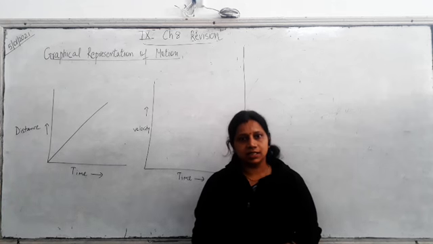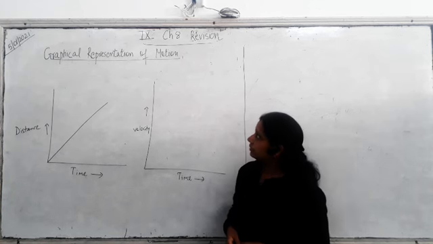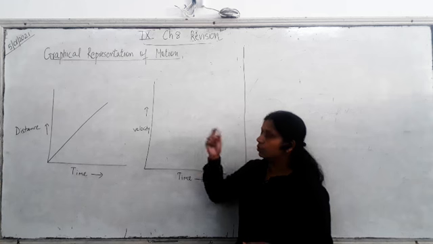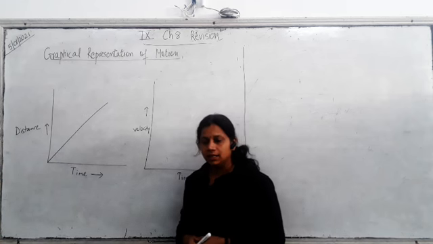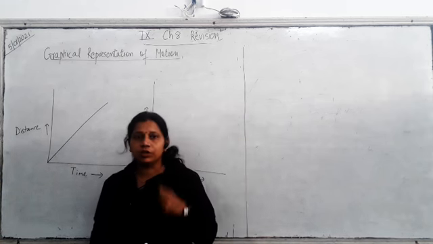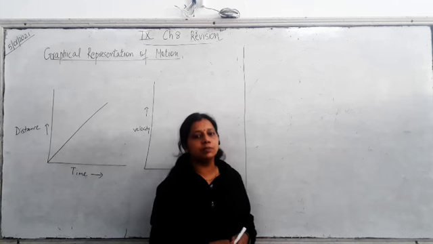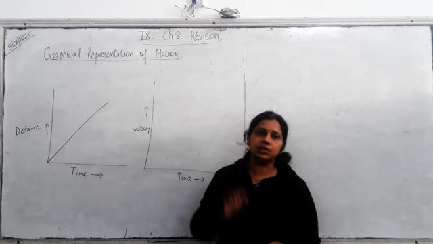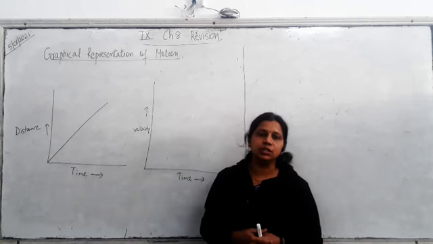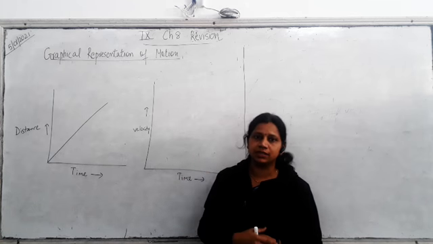In this revisional class, we will study about graphical representation of motion. This is what we are going to revise. Now you know, for a uniform motion, if you draw a graph between distance and time, you will get a straight line. And for non-uniform motion, there is deviation from straight line.